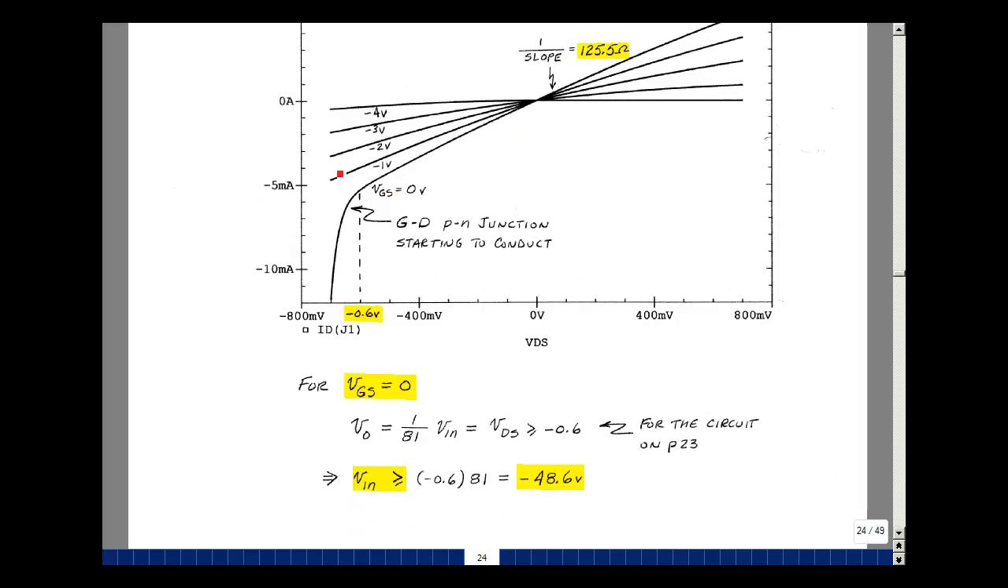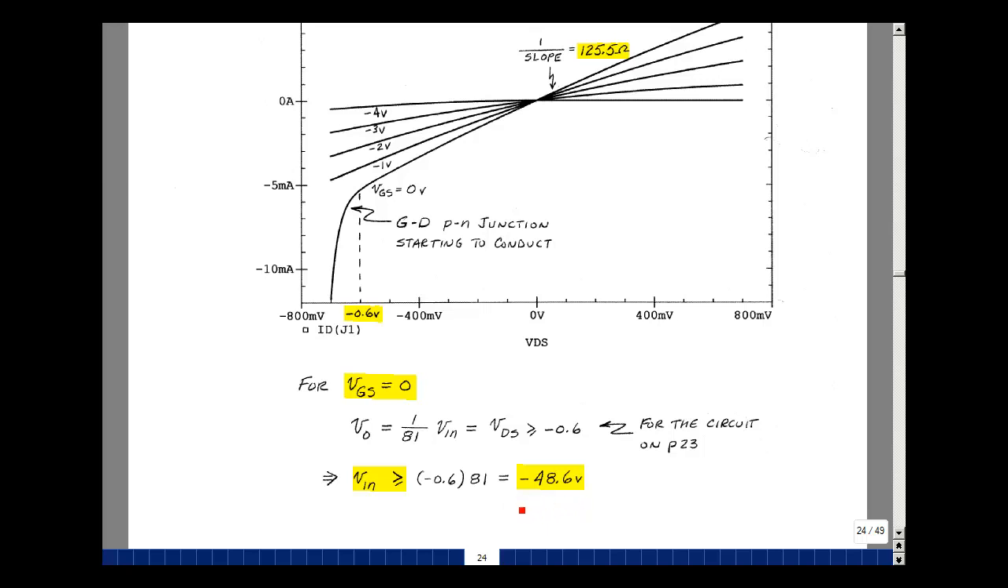All of these will have the same type of behavior. For a gate source of 0, we had an attenuation of 81. So the output is 1 over 81 times the input, but the output is the drain source voltage, and that needs to be greater than or equal to minus 0.6 volts. Solving this equation for Vn, we could say that Vn then needs to be greater than 81 times minus 0.6, which is minus 48.6 volts.